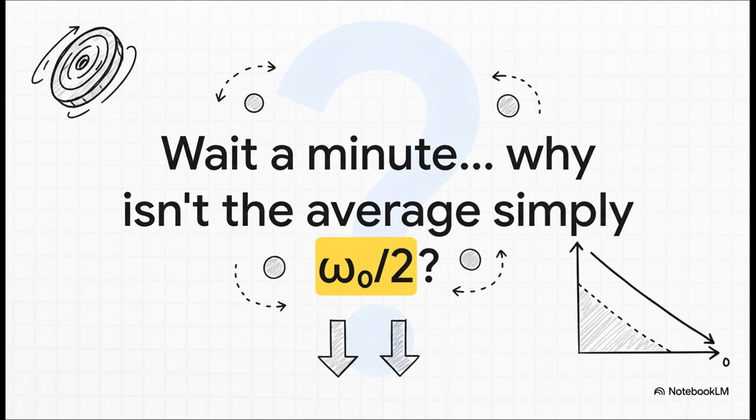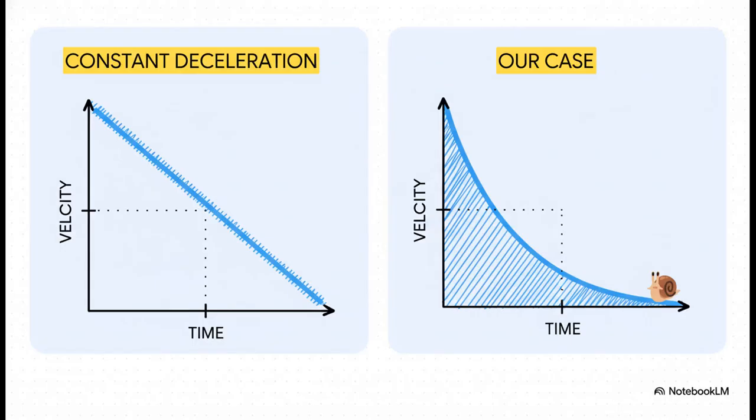But wait a second, your intuition might be screaming at you right now. I mean, if it starts at omega naught and ends at 0, shouldn't the average just be half of that? Shouldn't it be omega naught over 2? This is where the physics gets really, really cool. And the reason is that our deceleration is not linear.